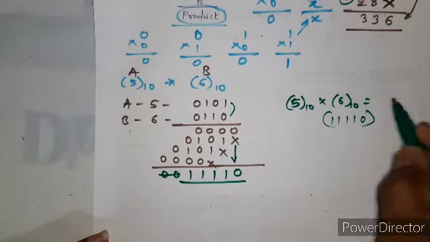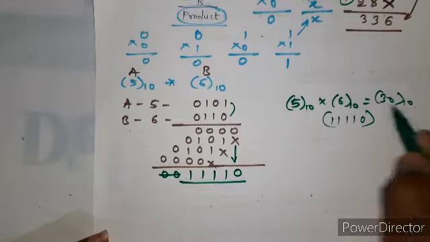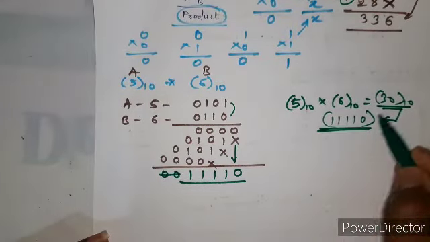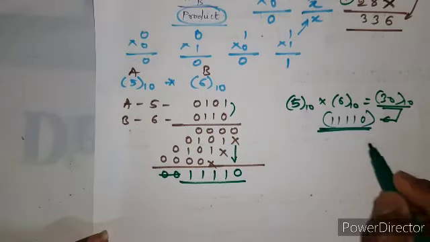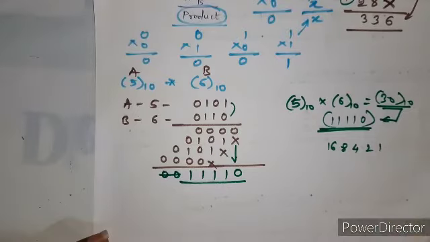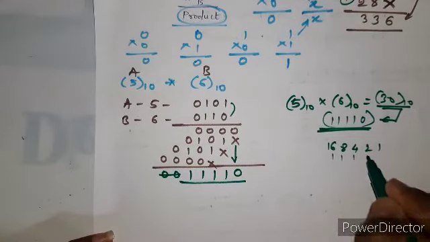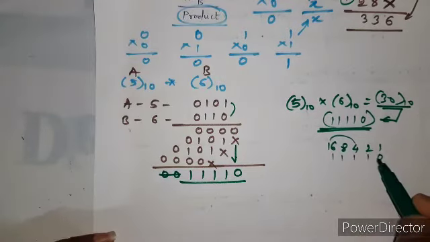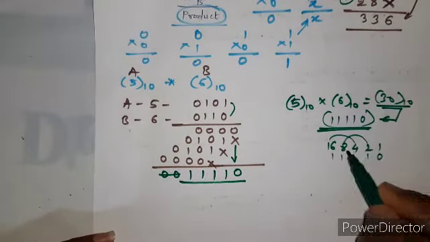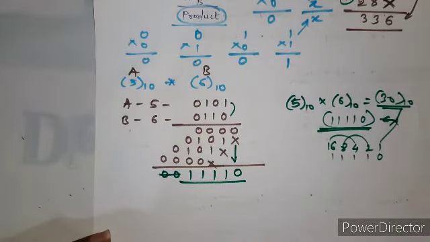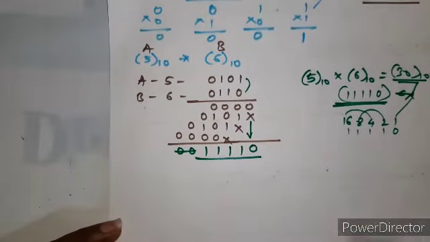Now actually 6 into 5 is 30 in decimal. So let us see whether this obtained binary number is equivalent to the decimal. We can say 1 2 4 8 16, 1 1 1 1 0. So 16 plus 4 is 20, 8 plus 2 is 10, so 20 and 10 is 30, right? This is how binary multiplication takes place.